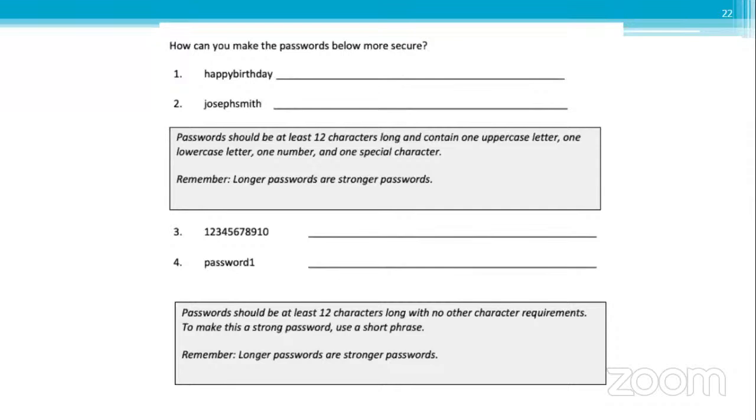I think you guys have gotten the concept of strong passwords. Yeah, nice. So let's proceed. Richard, you can proceed.